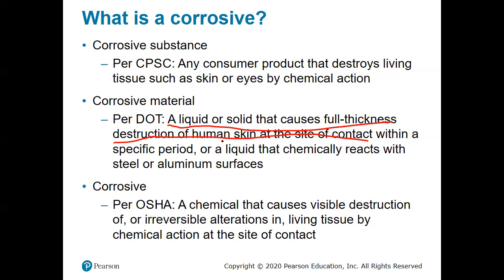But because we were talking about transport as well, we see that there's an additional piece here dealing with reaction of substances to metals. Since most things are transported in metal containers, a corrosive substance that reacts with those metal containers would be of particular interest. OSHA, again, very similar to the Consumer Product Safety Council. We're talking about a chemical that causes a visible destruction or irreversible alterations in living tissue by chemical action at the site of contact.